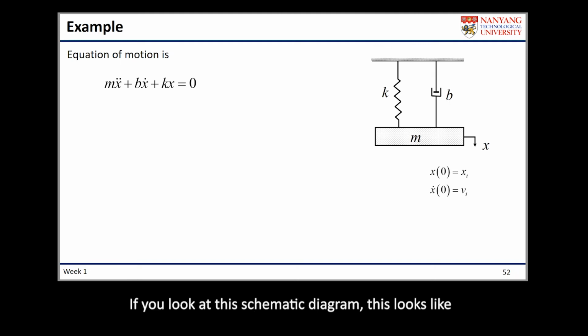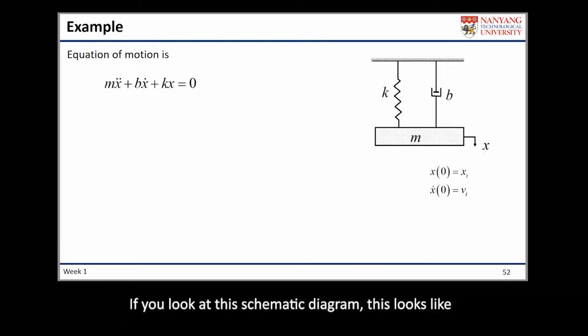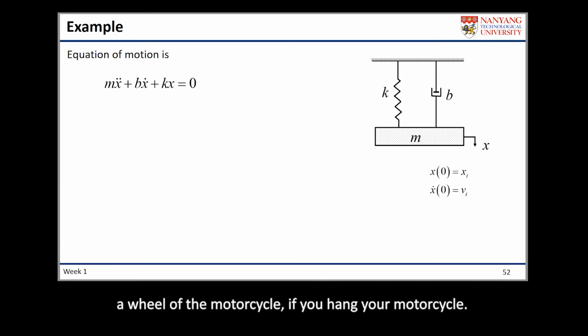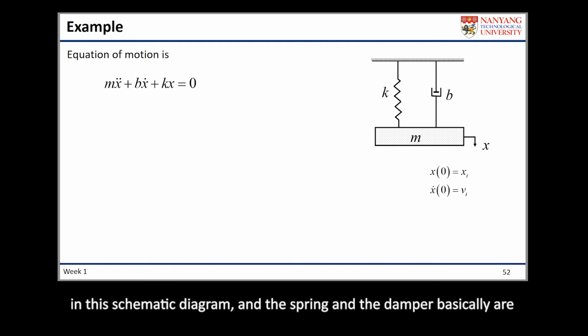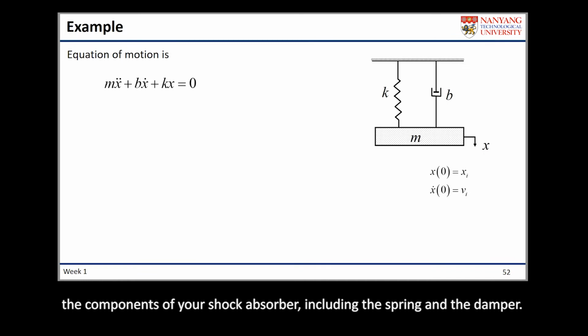If you look at this schematic diagram, this looks like a wheel of your motorcycle if you hang your motorcycle. So one of the wheels represents the mass in this schematic diagram, and the spring and the damper basically are the components of your shock absorber. It contains a spring and the damper.